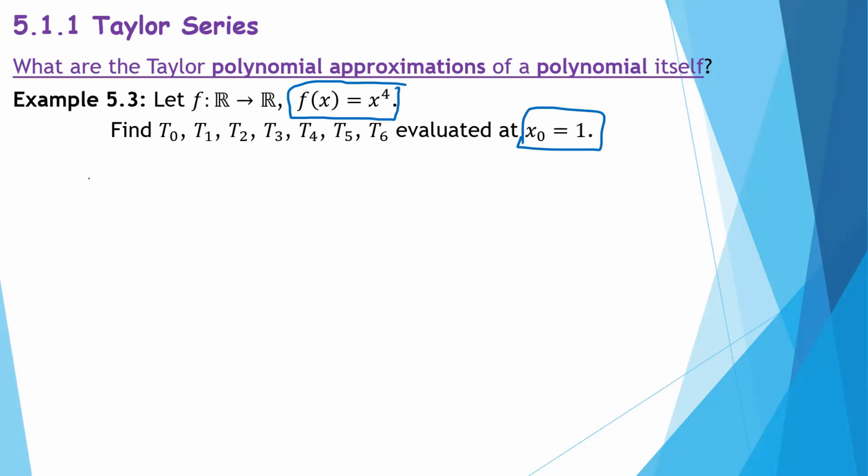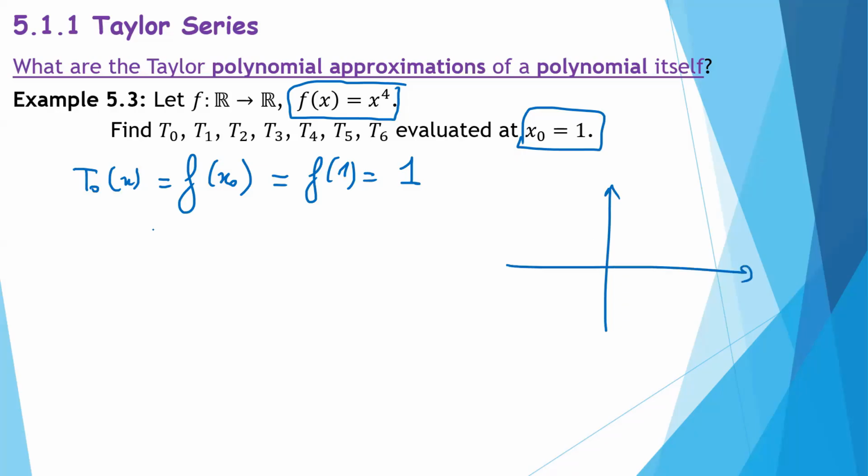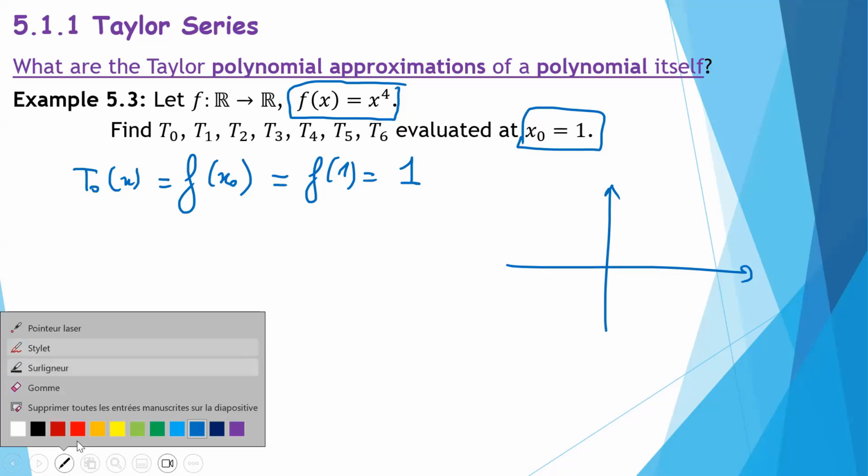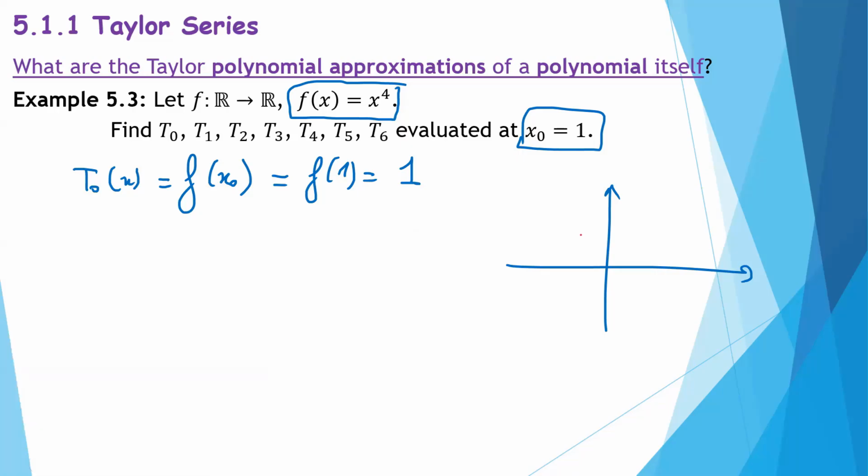So what is T0? T0 is nothing else than f of x0. It's a constant polynomial. So here it's x0 power 4, x0 is 1, f of 1 is 1. So T0 of x is the constant polynomial T0 of x equals 1. It's this polynomial.